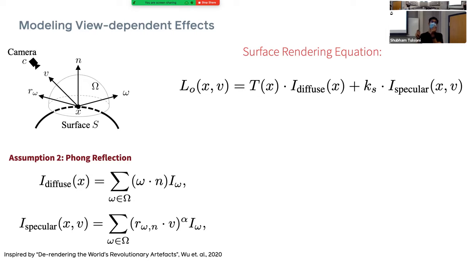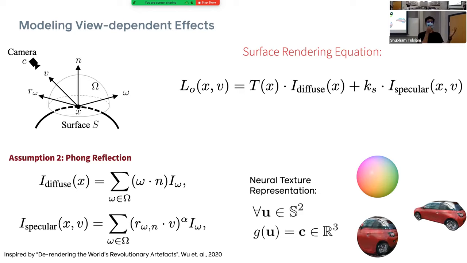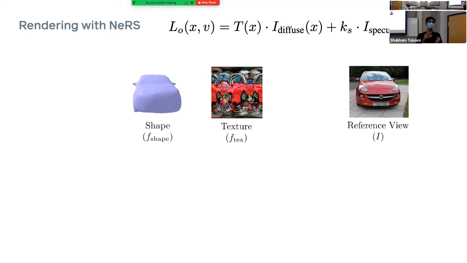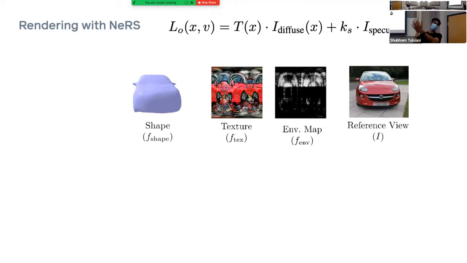Given this, the surface rendering equation looks like this: at each point, we compute the diffuse light incoming and multiply it by the inherent texture of that point and add the specular effects, where this texture can again be modeled as a neural surface, a neural network that maps a point on a sphere to an RGB value. At the end of the day, we have this more constrained appearance model that, given this reference view, where I'm showing this image just to tell you about the camera viewpoint from which we're rendering, and a particular shape, which is a neural network, a particular texture, which is also a neural network, and an environment map, which again is a neural network. So the three things that we are learning are these three neural networks, which take in a point on a sphere and predict either its deformation, the texture, or the lighting from that direction.